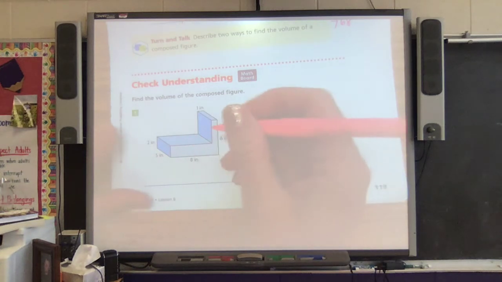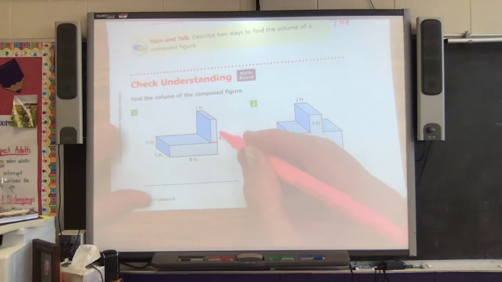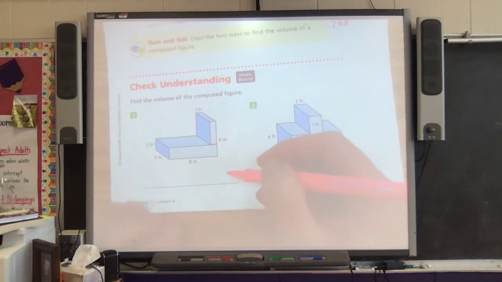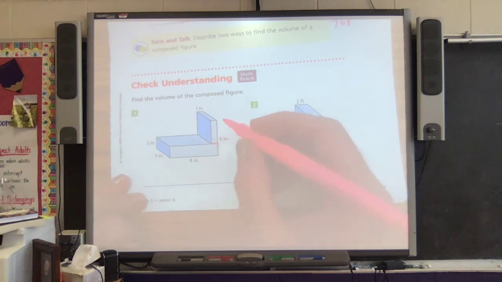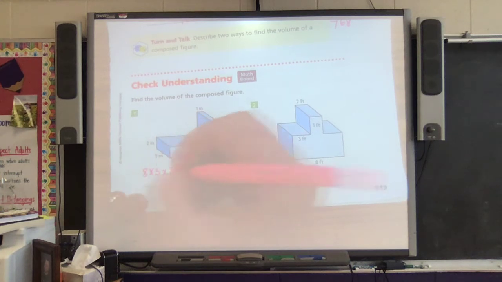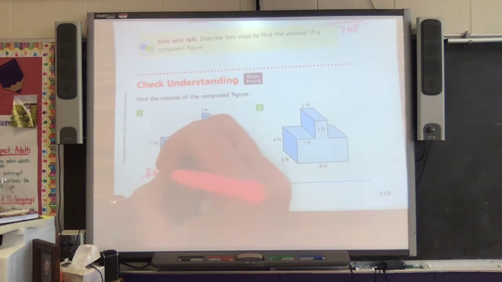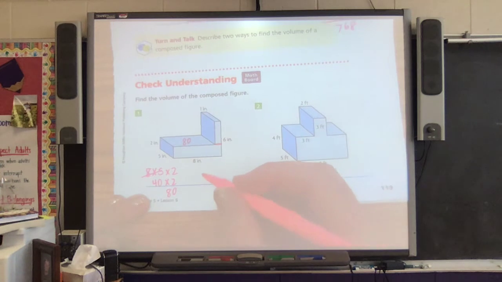I think that I would like to just chop off this little one and have this little guy up here by himself. So I'm going to find the volume of this bottom rectangular prism. So the length is 8, the width is 5, the height is 2. That's pretty easy. 8 times 5 times 2. I want to write it all down. I know 8 times 5 is 40, and 40 times 2 is 80. And I'm going to write 80 right inside of here.